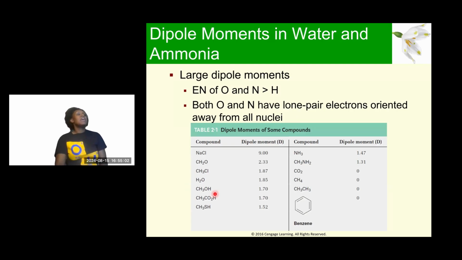Here are some other common ones. You'll notice with your ionic bonds, your dipole moment is going to be very high, like with sodium chloride, you have 9.00. And then you have here CH2O, what is this? Formaldehyde. You have that dipole moment at 2.33. And so you can just make note of that. But then notice over here on this side, carbon dioxide, methane, ethane, and even benzene have a dipole moment of 0, okay?